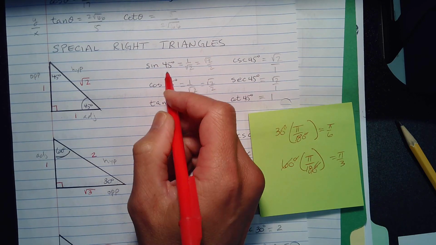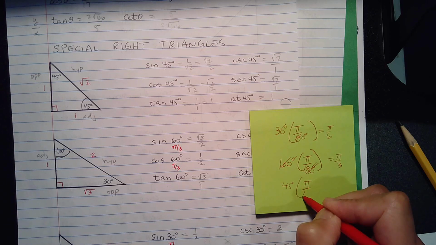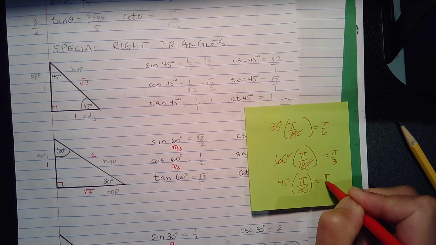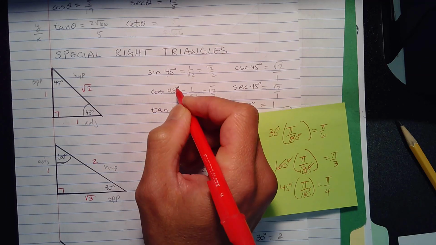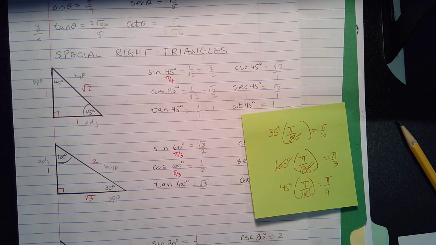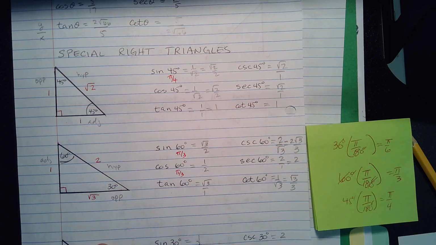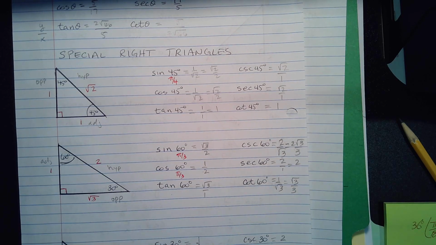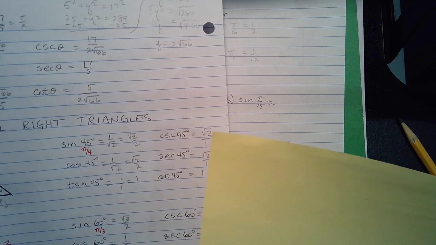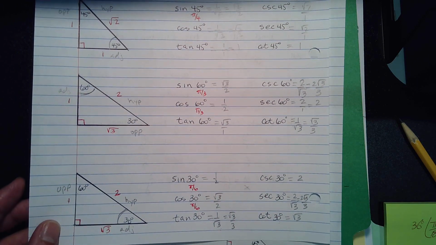And the last one here, 45 degrees. Again, if you convert that, that's going to be pi over 4. So 45 degrees is the same thing as saying pi over 4. So just understand that, remember, degrees and radians are just 2 different ways to measure an angle. Alright, that's it for example 3 and the review of special right triangles.